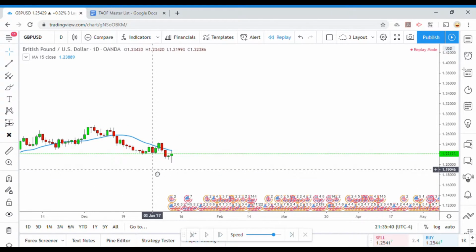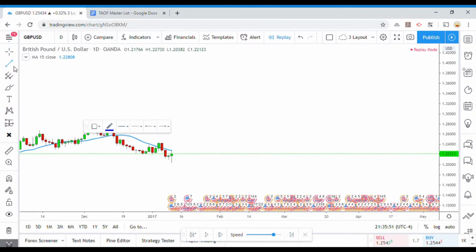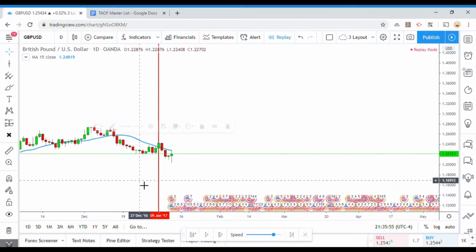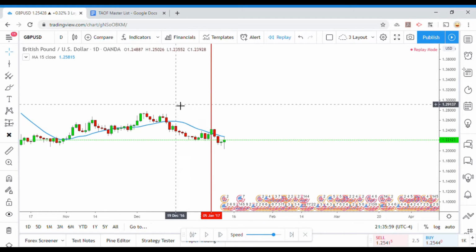So, that being said, a cross above will be a buy signal. A cross below will be a sell signal. I can already tell right there on that one, picked up a loss pretty quick.